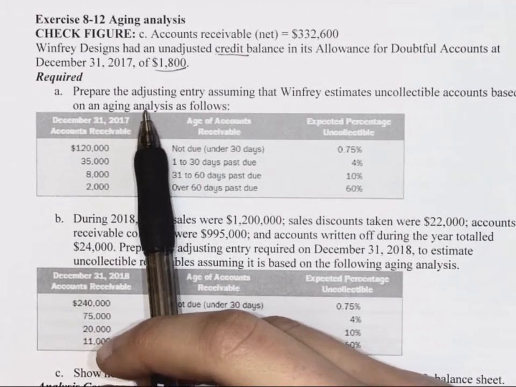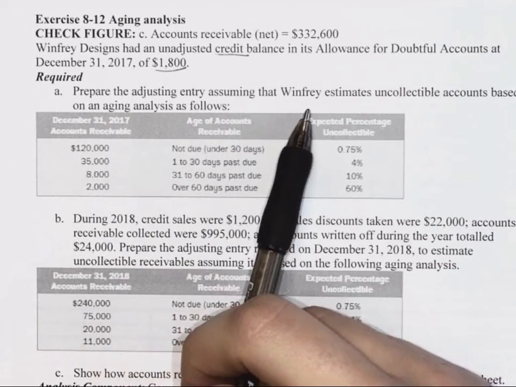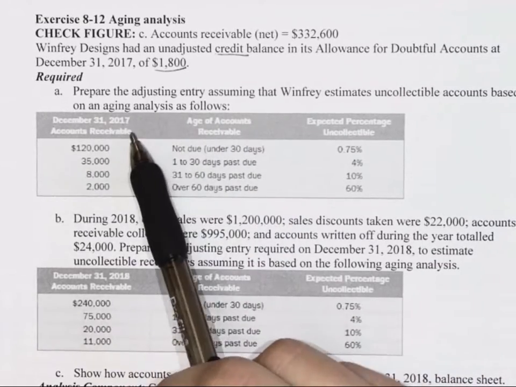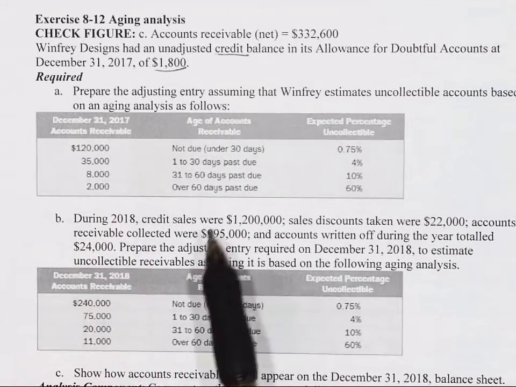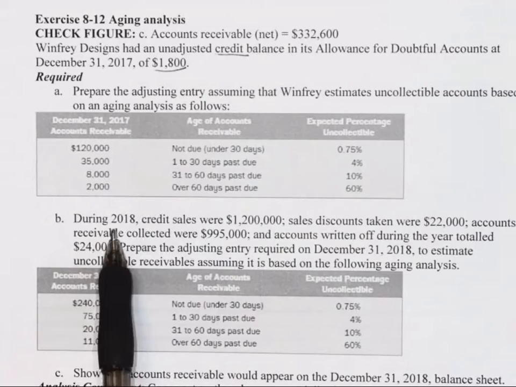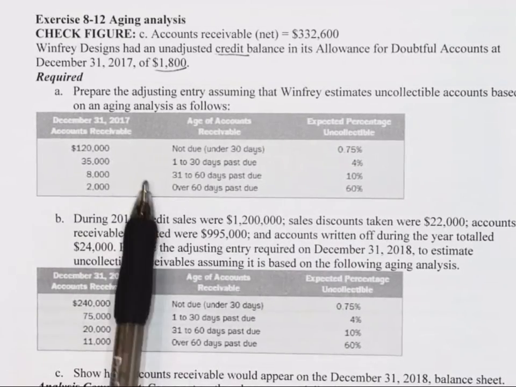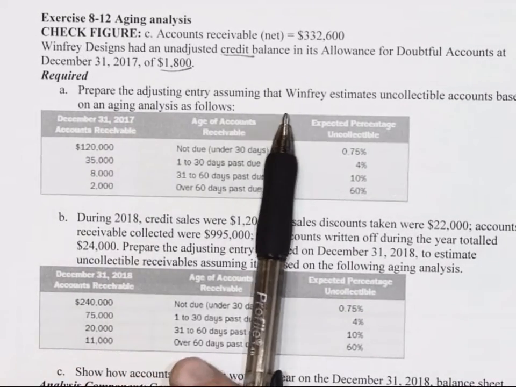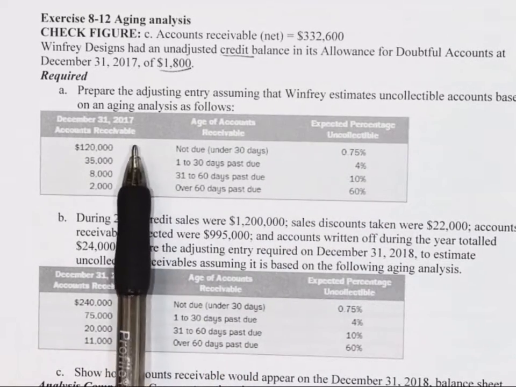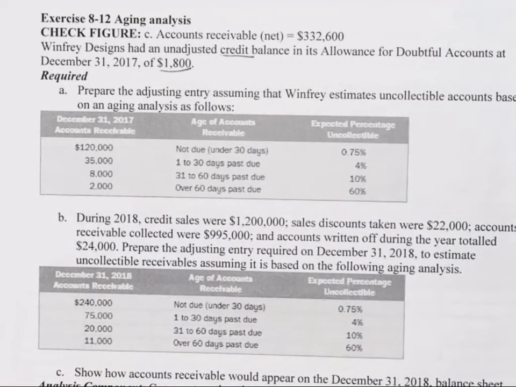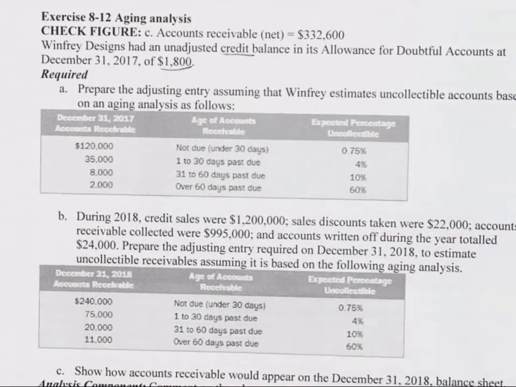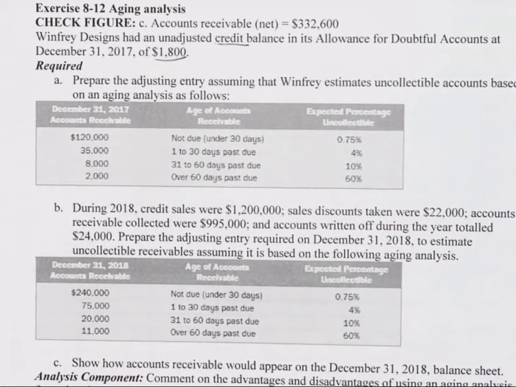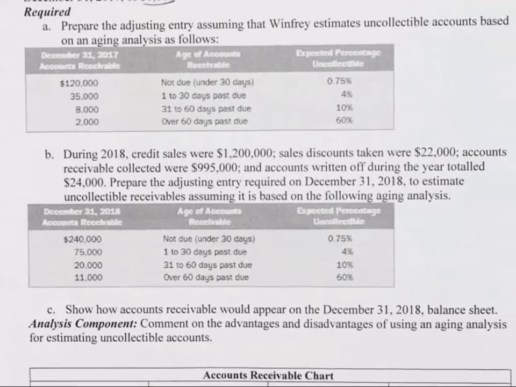So preparing the adjusting entry, assuming that Winfrey estimates uncollectible accounts based on an aging analysis as follows. So it gives us our account. During 2018, let's prepare adjusting entries assuming that Winfrey estimates uncollectible accounts based on the aging as follows. It would like us to do our adjusting entry. So first thing, what is our first step that we have to do? We need to estimate our bad debt expense.